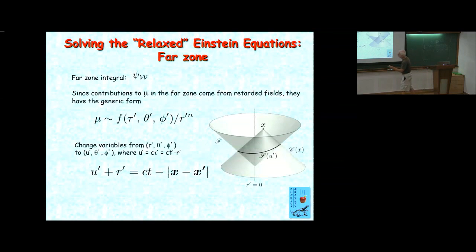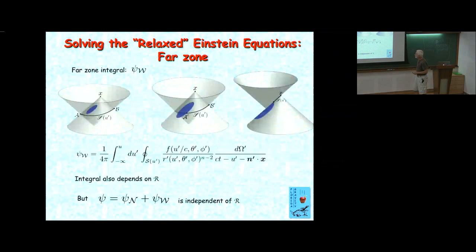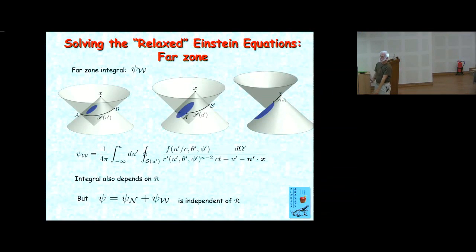Now you have to integrate over all values of u prime. And that corresponds to considering a whole sequence of future-directed null cones, starting from way in the past, moving toward the future, and then all the way up to where this future cone is just tangent to our past null cone. So this cone, of course, starts way down at minus infinity and moves steadily upwards as you change your u prime. Each value of u prime, you're looking at a new cone, and integrating over all the angles means you're integrating over this two-dimensional surface. Here's some explicit formulas, whose details I won't bore you with.